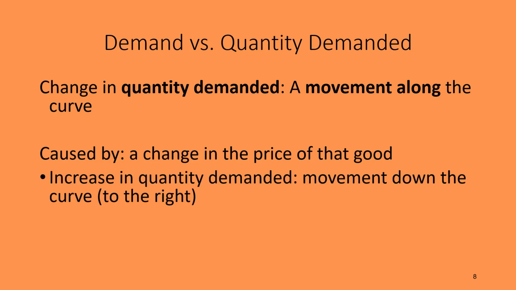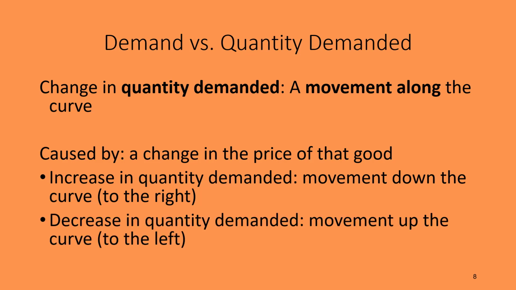So if we're talking about an increase in quantity demanded, that is a movement down the curve, or you're moving to the right along that very same demand curve. Again, we read graphs from left to right, so all increases are movements or shifts to the right. All decreases are going to be movements or shifts to the left. So if it is a decrease in quantity demanded, that is a movement up the curve or to the left. So if we say that quantity demanded is going down, that happens because the price of the good has gone up, and that's us moving up or to the left along that very same demand curve.